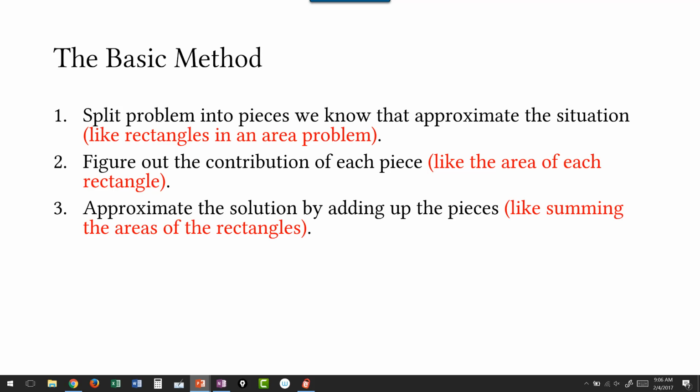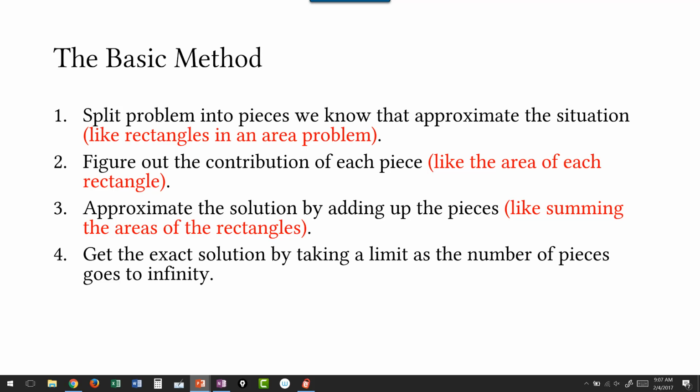Once we know how to find the contribution of each piece, then we get an approximate solution to the entire problem by adding up all the pieces. In the case of area under a curve, that's adding the areas of rectangles together. In the case of the volume examples from last time, that means adding up the volumes of all of the disks. Finally, we note that as we take more and more pieces, we get better and better approximations to our solution. And that suggests that we can get an exact solution by taking the limit as the number of pieces goes to infinity.